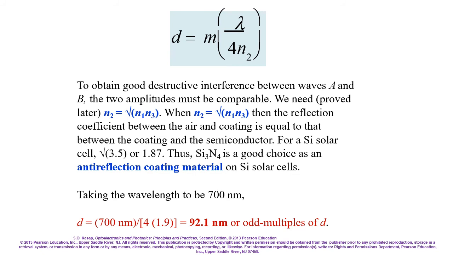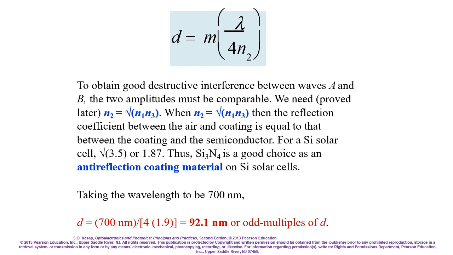To obtain a good destructive interference between wave A and B, the amplitudes must be comparable. We need n2 equal to root over n1 n3. When n2 is root over n1 n3, the reflection coefficient between air and coating is equal to that between coating and the semiconductor. For a silicon solar cell, root over 3.5 is 1.87. That's why we are taking silicon nitride, which is a very good anti-reflecting coating. Taking the wavelength at 700 nanometer, the thickness should be 92.1 nanometer or odd multiples of d.